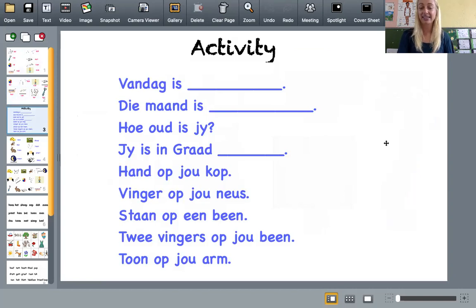These are just a little bit of revision to see how many of the other words you remember. Okay, so some of these are questions you need to answer. I'm going to read them. They're all in Afrikaans, and I want you to do it. I obviously can't see you, but when we get back to class, you can tell me if you got them right. Okay, the first one says vandaag.